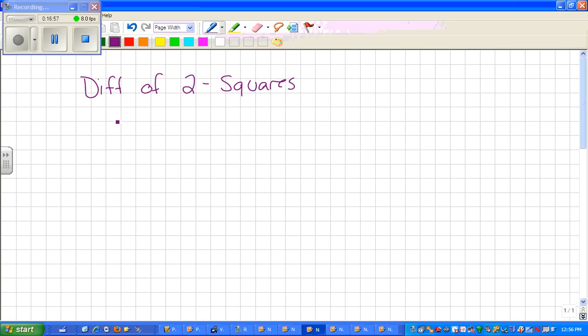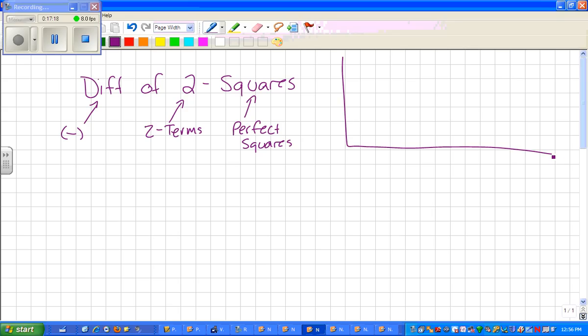Now the word difference means subtract. Two talks about the fact that you have 2 terms. And squares means they are perfect squares, which means we have to remember all of our perfect squares, at least a good number of them. So 1 squared is 1, 2 squared is 4, 3 squared is 9, and keep going.